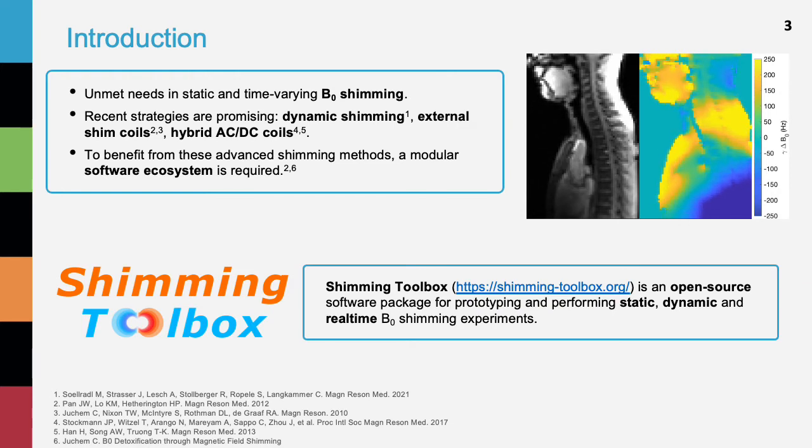Here we introduce the Shimming-Toolbox, an open source software package for performing and prototyping static, dynamic, and real-time B0 shimming experiments. It aims to make research more transparent and more reproducible.